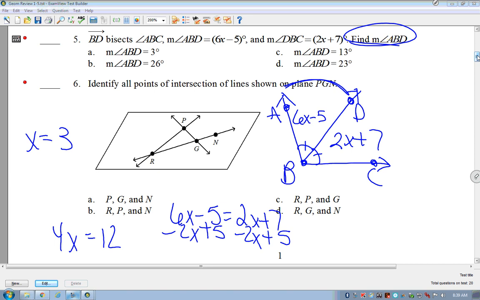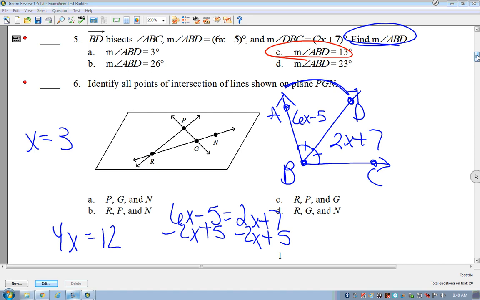So I could come over here where I'm dealing with addition and say 2 times 3 is 6. 6 plus 7 is 13, right? Or 6 times 3 is 18. 18 minus 5 is 13. Either way, I should get 13 degrees for ABD, and I've answered what ABD is. Okay? Don't assume that you're going to stop with x. Sometimes you do, but always go back and check, what is this wanting me to solve?